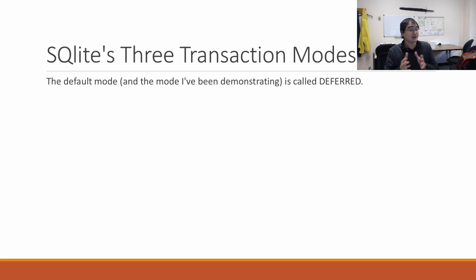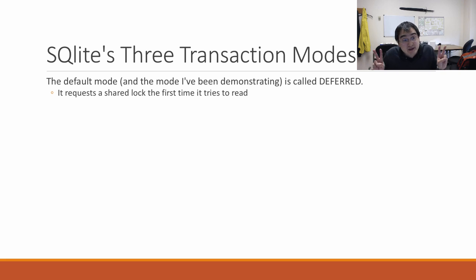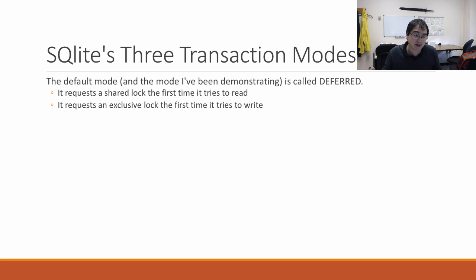Alright, so in addition to those locking states, SQLite has 3 different transaction modes. And I've only been showing you the default mode, which is called deferred. The way that a deferred lock works is it requests a shared lock the first time it tries to read. So the transaction starts off without any locks, and when it tries to read, aka do a select statement, it says, can I get a shared lock please, because I'm trying to read from the database. And the first time it tries to write to the database by doing any of the insert, update, delete statements, it then says, hey database, can I please have an exclusive lock? And so it only requests the locks when it needs them. That's why it's called deferred.